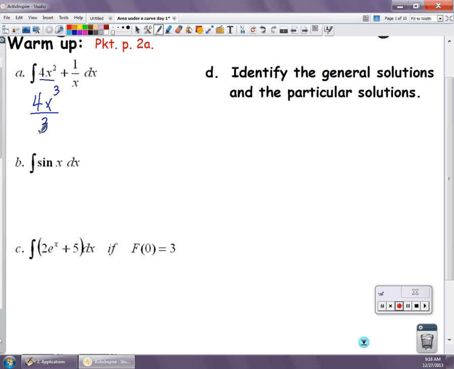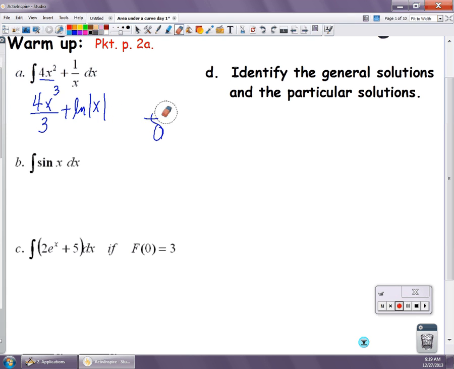If we find the antiderivative of 1 over x, you might be tempted to think of that as x to the negative 1 and try to apply the power rule, but you'll get x to the 0 divided by 0, and we know that division by 0 is undefined. So you have to ask yourself the question, what function has a derivative of 1 over x? And from our experience, we know that that would be ln of the absolute value of x.